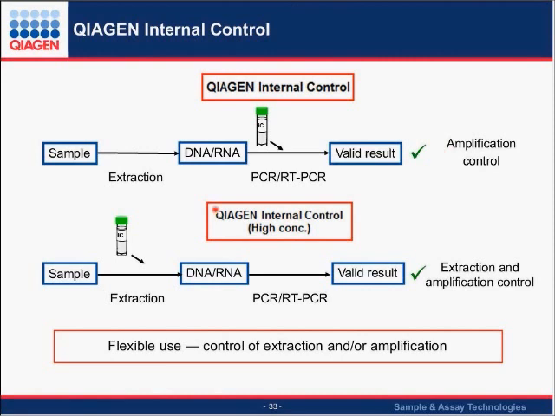There are some assays that we have, especially lab-developed assays, where you can put the internal control at a higher concentration into your sample and use that to follow both extraction and amplification. It's not going to tell you which one didn't work, but it will tell you if you have a valid result.